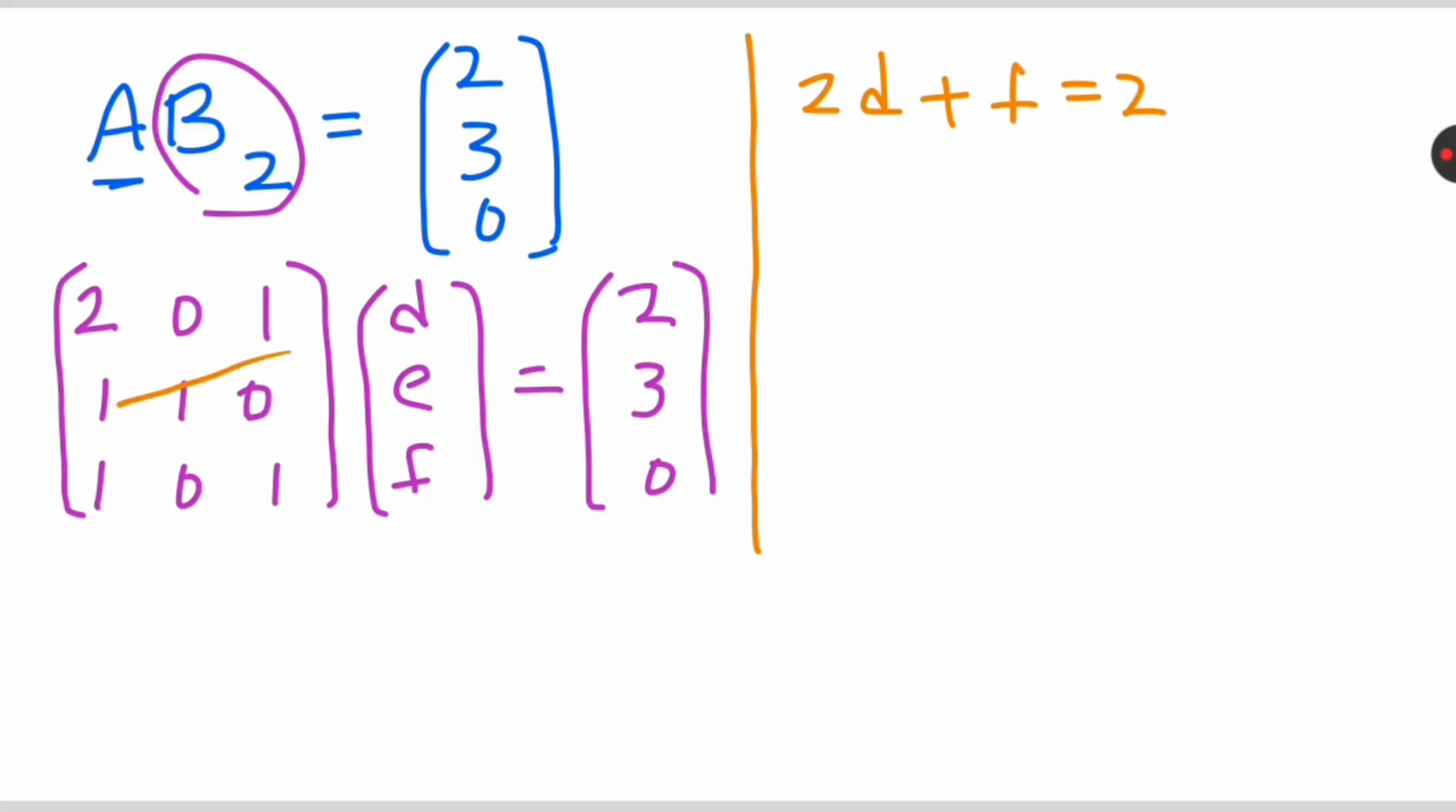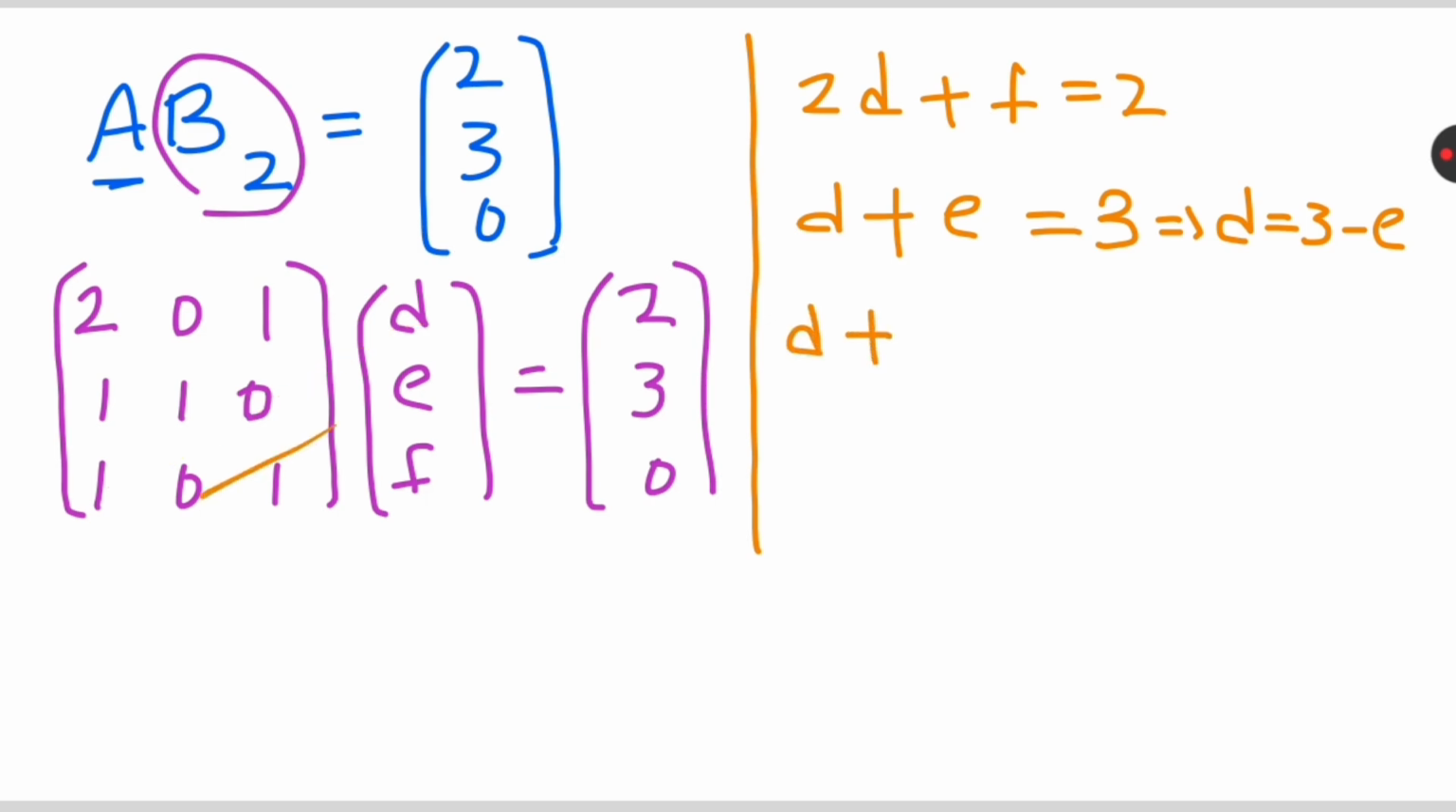Next, second row: 1 times D, which is D, plus 1 times E, which is E, plus 0 times F, which is 0, that is equal to 3. Now let's do the third row: 1 times D, which is D, plus 0 times E, 0 only, plus 1 times F, which is F, that is equal to 0. So from here we can say D equals minus F.